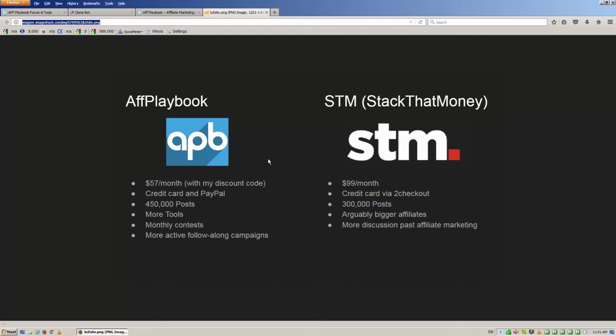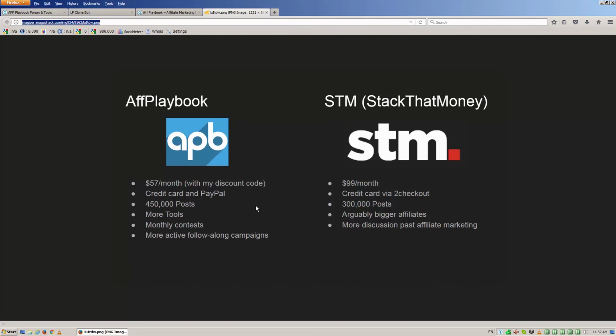So the main difference really is price. Stack That Money is $100 a month. And with the discount from my blog, it'll be $57 a month for AffPlaybook. So it's about 40% cheaper. In addition, you can pay your membership with PayPal. For me, that's not really a big deal, but for some people that is a big deal.